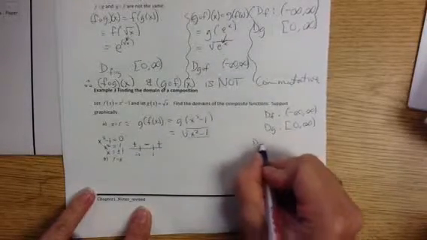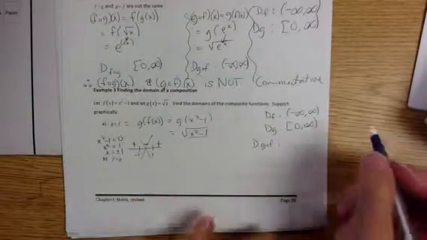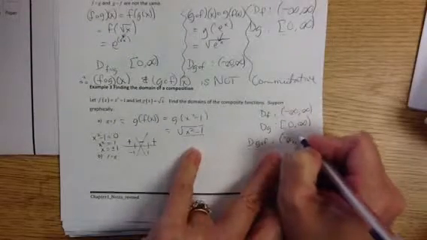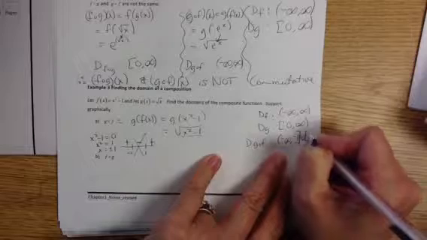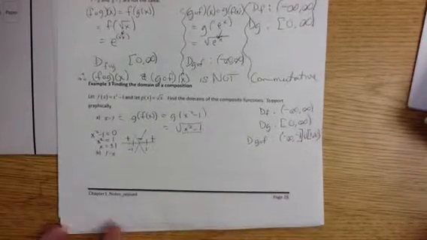So for my domain of g of f, I don't want negatives underneath the square root. So I want to go from negative infinity to negative 1, and I can include them because I can have zeros, and from 1 to positive infinity. And that would be for g of f.